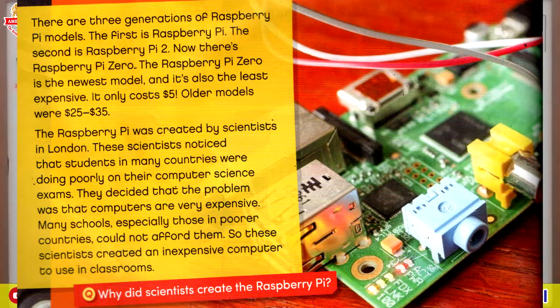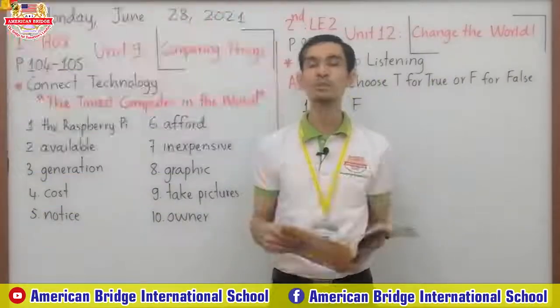The Raspberry Pi was created by scientists in London. The scientists noticed that students in many countries were doing poorly on their computer science exams. They decided that the problem was that computers were very expensive. Many schools, especially those in poorer countries, could not afford them. So, the scientists created an inexpensive computer to use in classrooms.